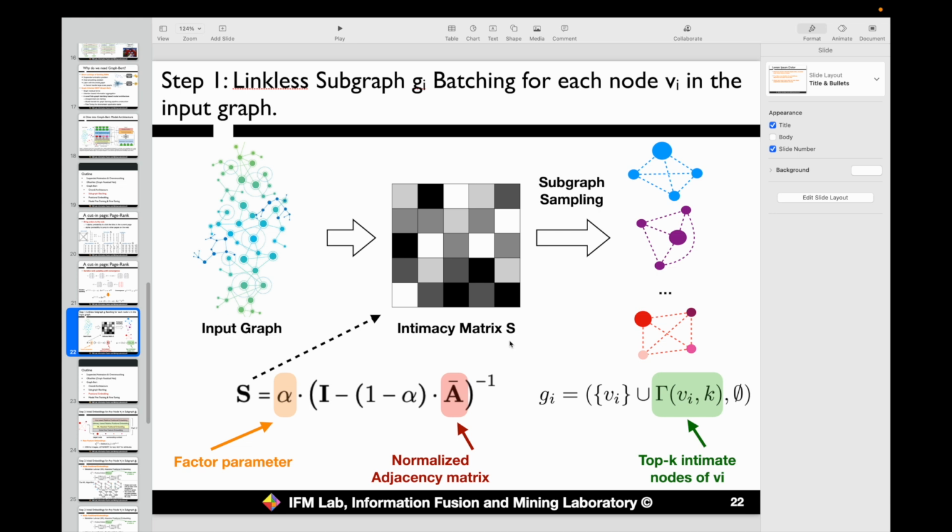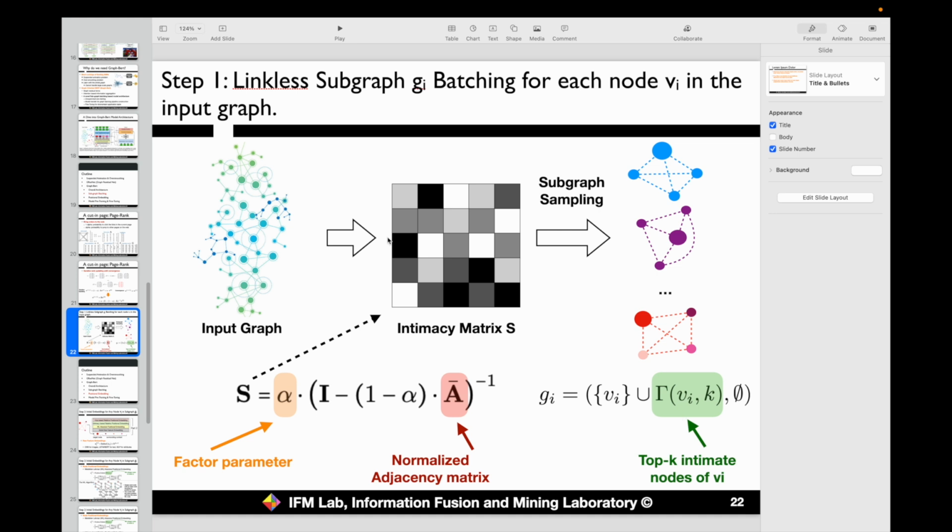And how can we do the sampling? Let's assume this VI is the first node in the graph and corresponds to the first row in the matrix S. Then according to this row in the matrix, we know which nodes are closer to the target node, right? According to the values. So we pick a row according to the node in the matrix, and in this row we measure the closeness scores among all the nodes in the graph to the node VI, right? Therefore, we can pick the top k nodes with the highest closeness scores to the node VI and sample them out.